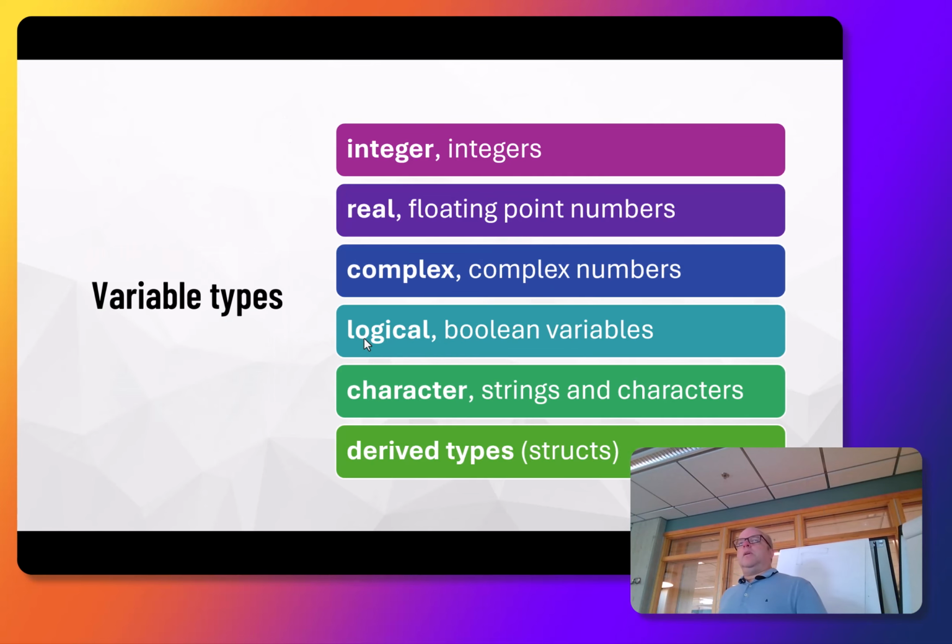The basic built-in types are integer, real, complex, logical, character, and derived types. These are the basic building blocks of your variables. Many of these exist in multiple forms, so you can define them in different precisions as well. But you can see here that it's a language for computing: we have complex numbers built into the language.